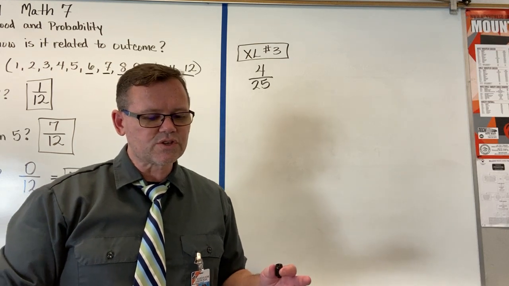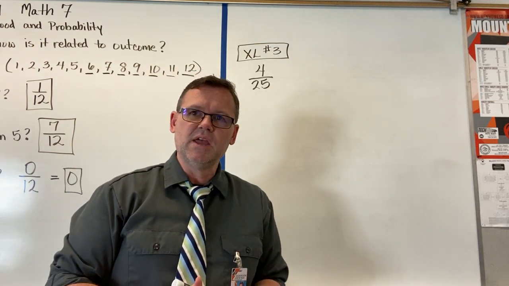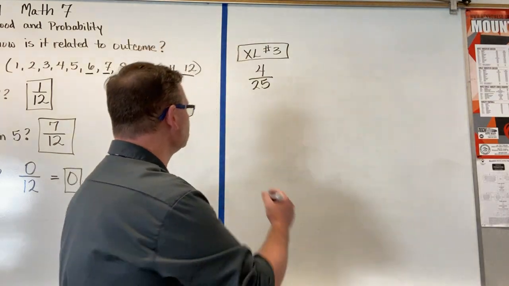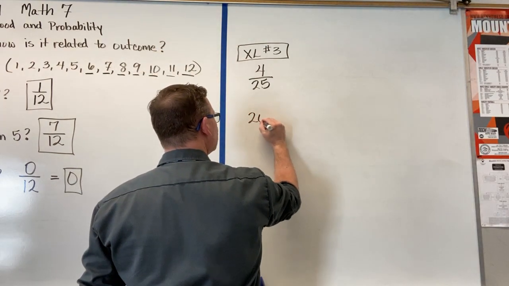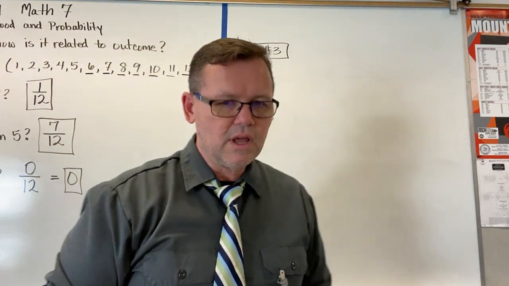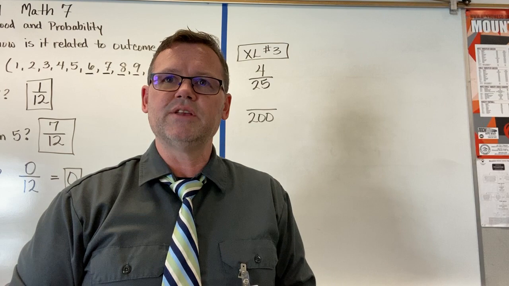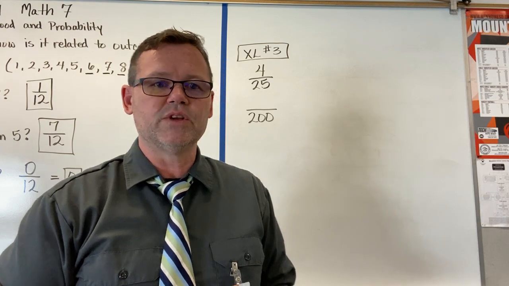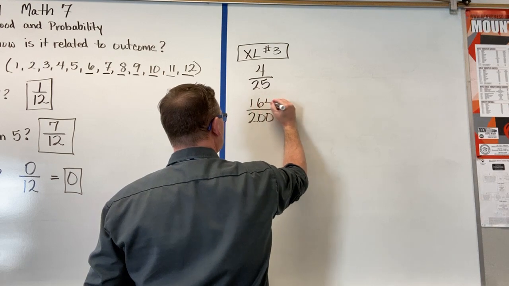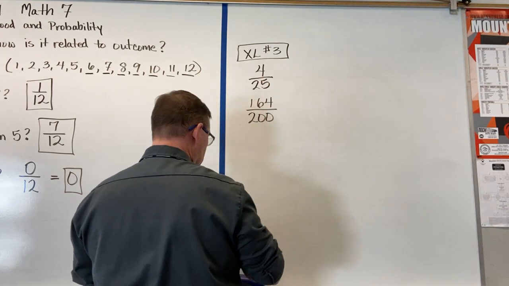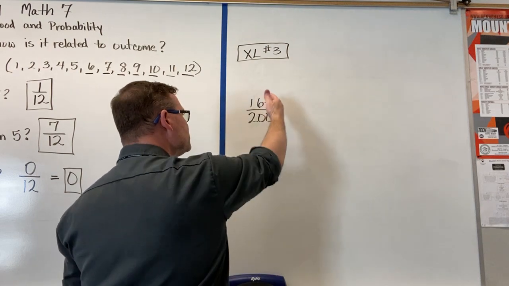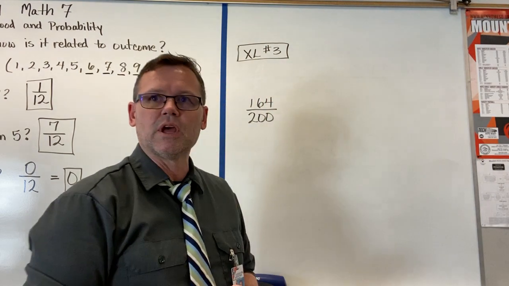But then they ask us to really look at this, and they say, suppose that there are 200 tiles. So that's 200 possibilities, right? And that 164 of the tiles are H. So that's 164 over 200, okay? Now I'm going to erase this so you guys don't get it confused with that. So 164 out of 200, okay?